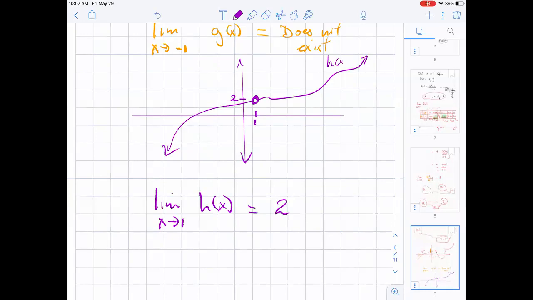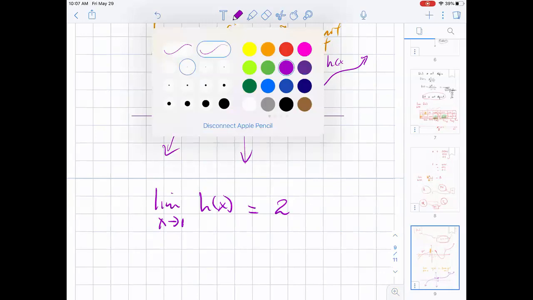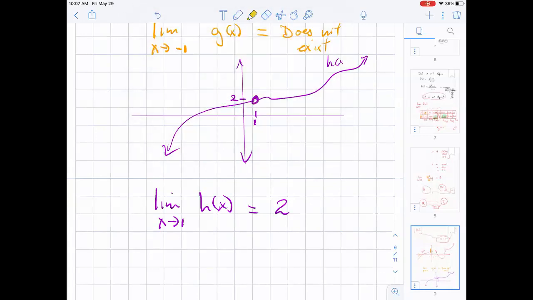Why? Because if you travel from this side here, what's the height there? 2. If you travel on the graph, you're going to stop at a height of 2. If I travel on this side, you're going to stop at a height of 2. So the limit from the left is 2. The limit from the right is 2. Therefore, the answer is 2.